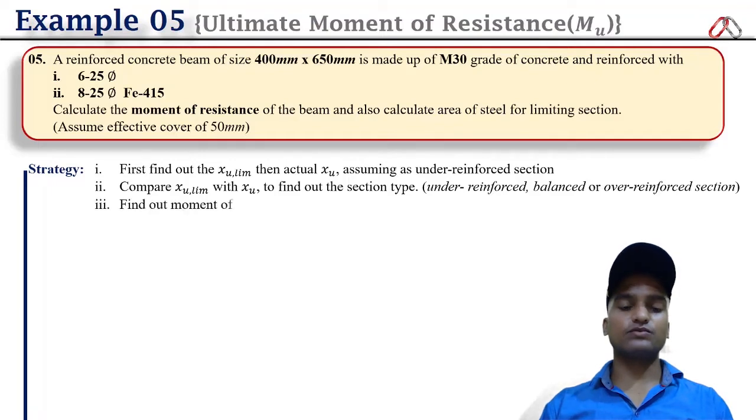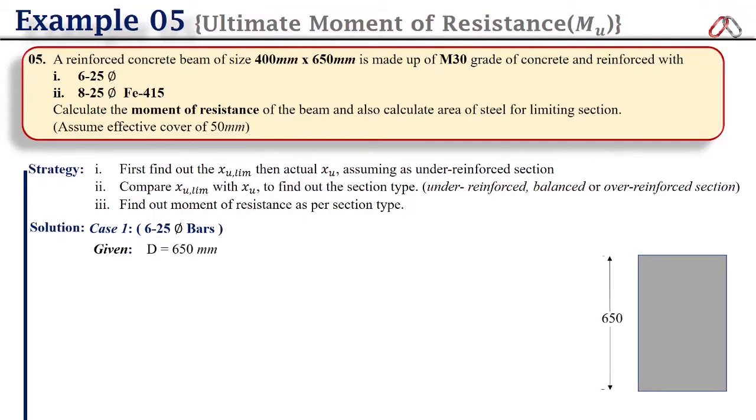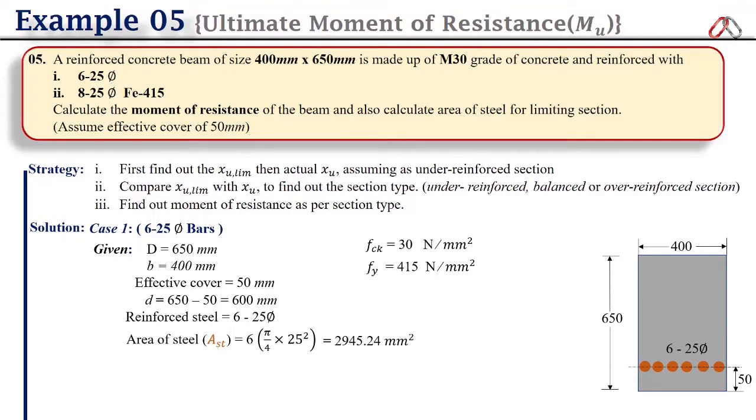If you see in case 1, we are given 6 bars of 25 mm diameter, and from the dimensions of the beam, the overall depth D is equal to 650 mm and the breadth is equal to 400 mm. If we assume the effective cover is 50 mm, then the effective depth will be capital D minus cover, and you will get small d equal to 600 mm. The grade of concrete and steel is 30 Newton per mm square and 415 Newton per mm square respectively. In this case, the reinforcing steel is 6 bars of 25 mm diameter, so the total area of steel bars can be easily calculated as 2945 mm square.